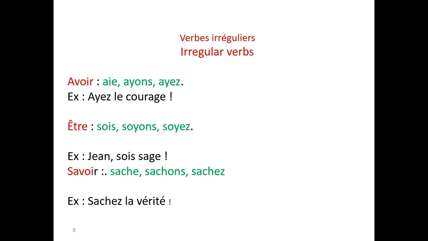Irregular verbs, you have to learn by heart. Avoir, aie, ayons, ayez. For example, ayez le courage. Être, sois, soyons, soyez. Exemple, Jean, sois sage. Savoir, sache, sachons, sachez. Sachez la vérité. These three verbs are irregular. You should learn them by heart.